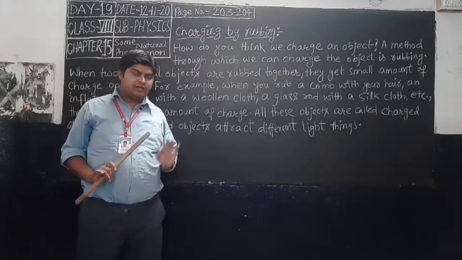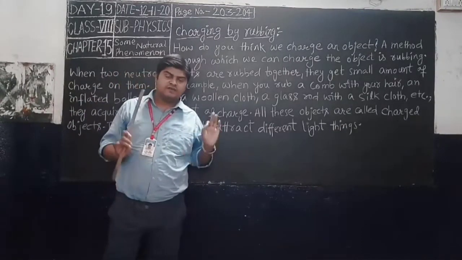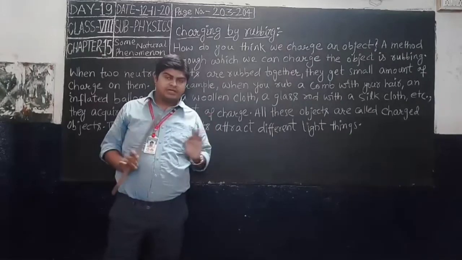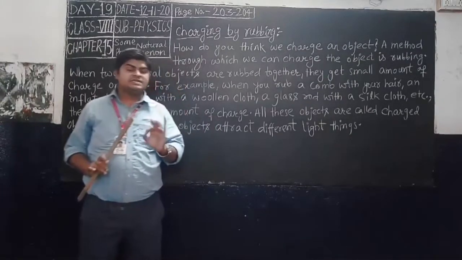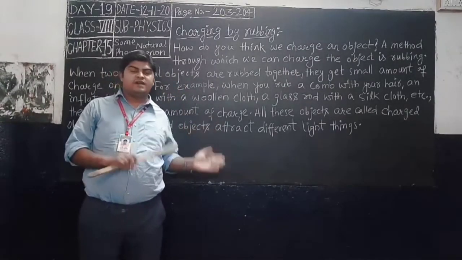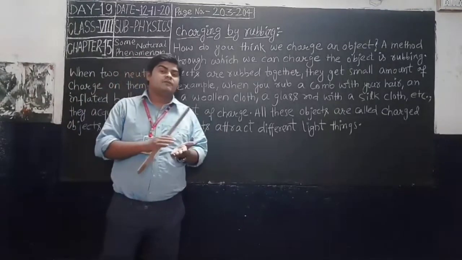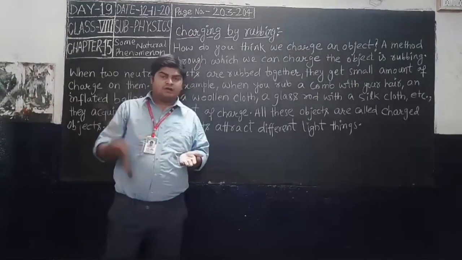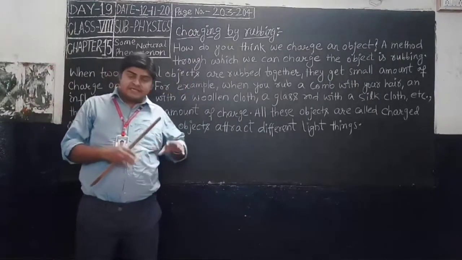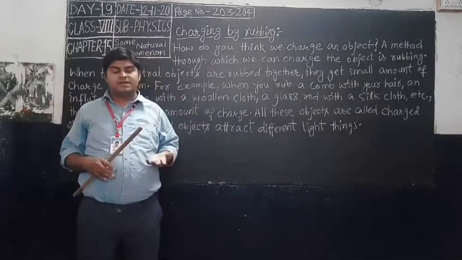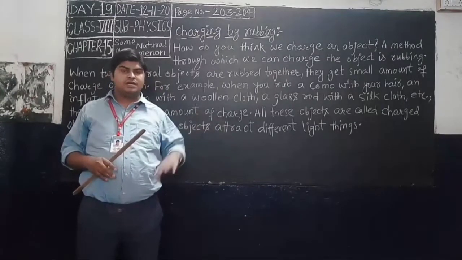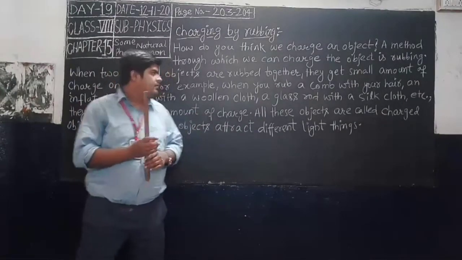I have told you that protons and neutrons are always situated in the nucleus, whereas electrons move from one atom to the other atom. So when you rub one object on the other object, some electrons move from one object to the other object.